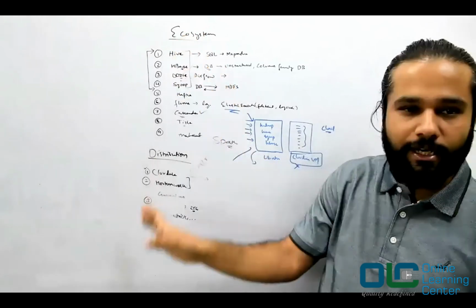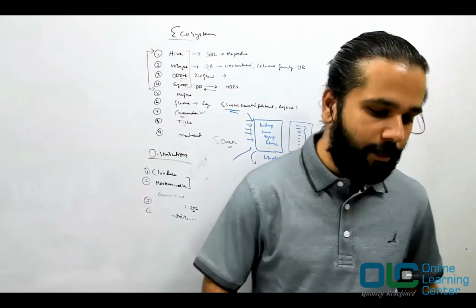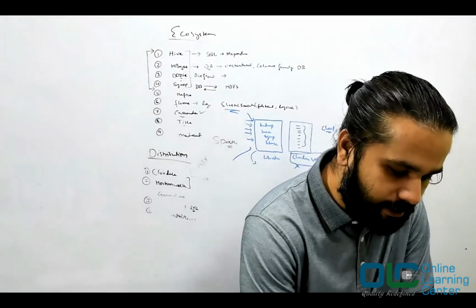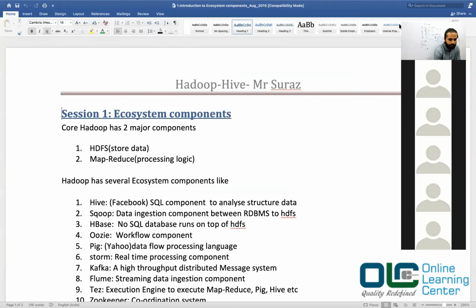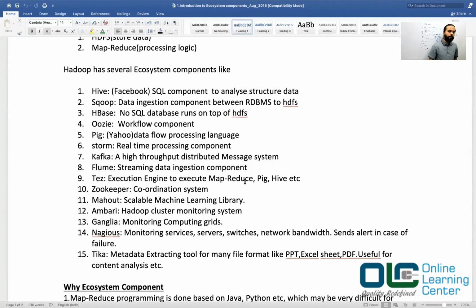So yeah, this is all about the ecosystem components, but I am not saying that this is the only list. There is an exclusive list of the ecosystem components. Let me show you that. I'll just share my screen now. So look into this document wherein I have specified some of the ecosystem components which you may come across. But not necessarily will you be using all of them.